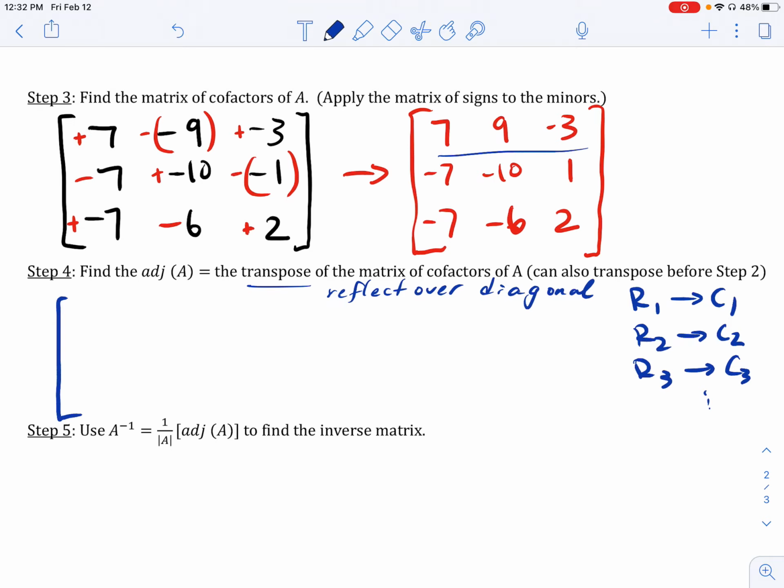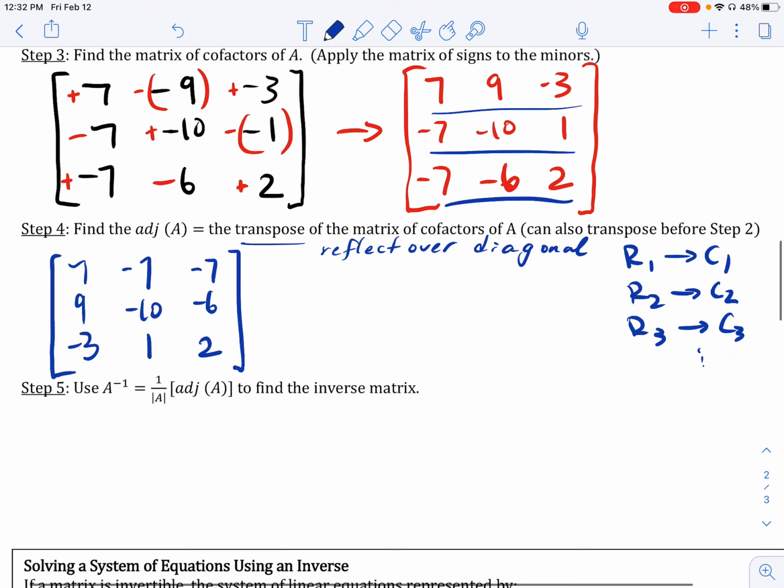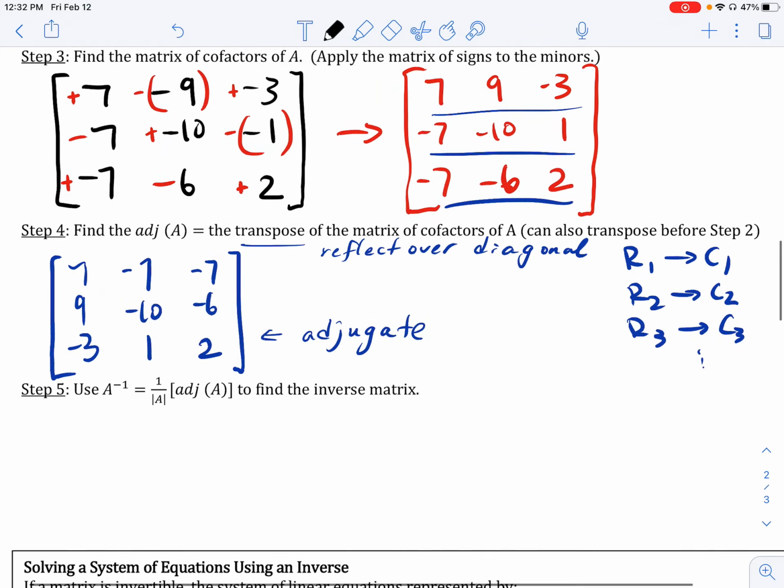So this row 1, which was 7, 9, negative 3, becomes my first column. This row here becomes your second column. And this row here becomes your third column. And I promise you, we are just about done, okay? Now that we have the transposed matrix of cofactors, this is my adjugate. We're going to multiply it by the reciprocal of our determinant, and that is our inverse matrix.